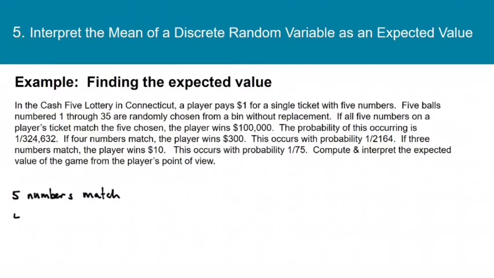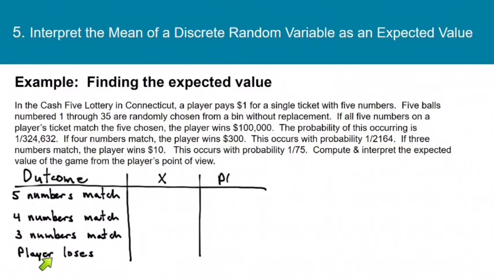So let's go ahead and write that down. They can match 5 numbers, or 4 numbers, or 3 numbers, or the player loses. Now let's see if we can figure out the value of each outcome. If the player matches 5 numbers, then they're going to win $100,000, but they paid $1 for a ticket. So that is a gain to the player of $99,999. If the player matches 4 numbers, they're going to win $300, but again, they paid $1 for a ticket, so that's a gain to the player of $299.